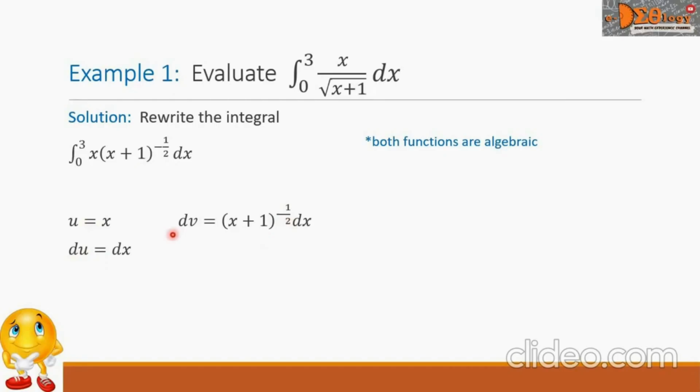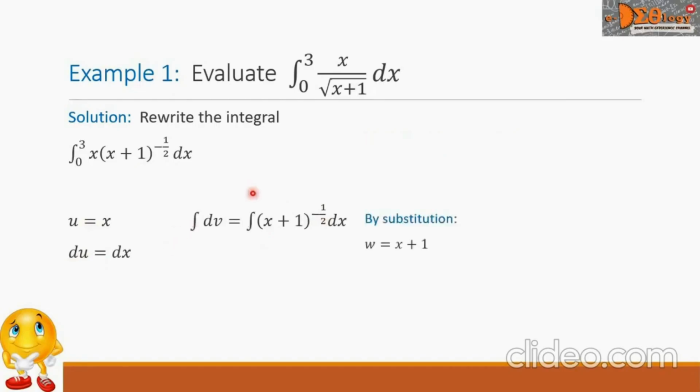Then we take the integral of the dv. For the right side, we need to use substitution. So we let another variable w equal x plus 1. So dw equals dx. Substituting now the values, the left side becomes v equals, by substitution, the integral of w raised to negative 1/2 dw.